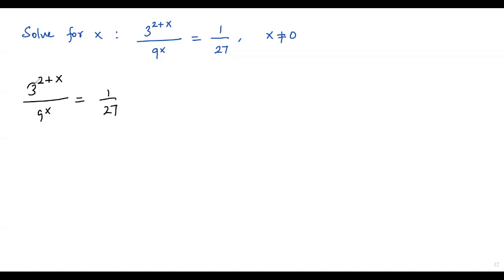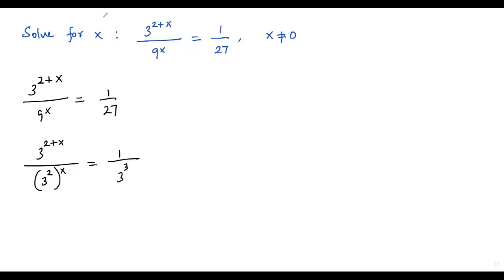27. So here the base is 3 and here the base is 9, but 9 is a power of 3, that is, it can be written as 3 squared, and this 27 is also a power of 3 because it can be written as 3 cubed. So I can convert each term to the base 3. Okay, let me do it. So we have 3 to the power of 2 + x over 3 squared, whole to the power of x, equals 1 over 3 cubed.